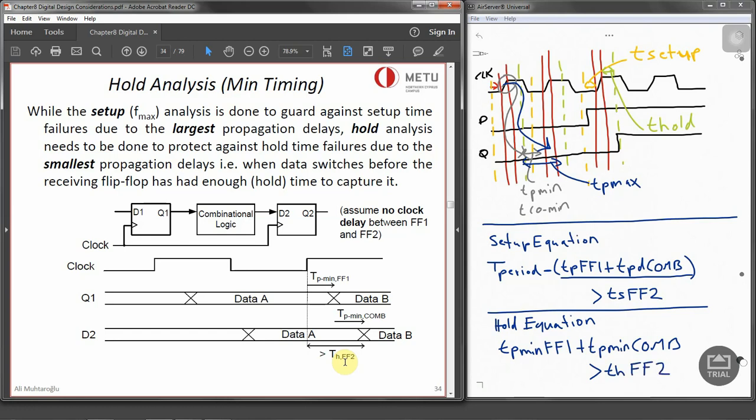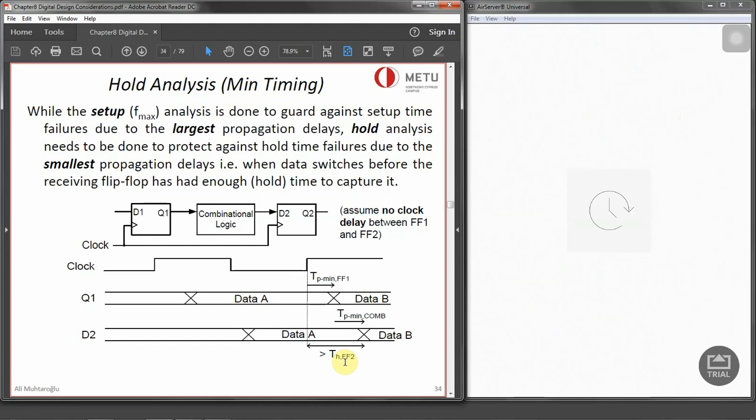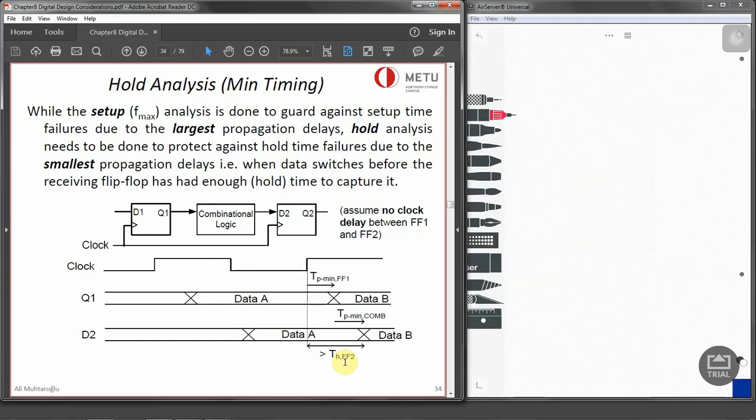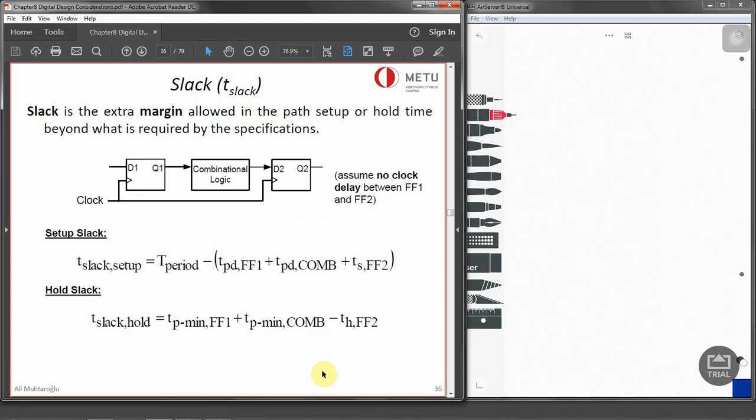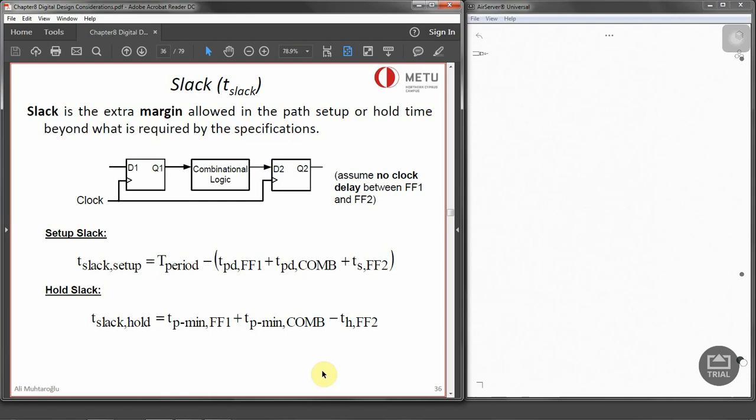These are the two important equations that we are going to use for the rest of these timing calculations that we are going to consider in the couple of sections. There is another parameter or consideration that we need to take care of, which is the slack. Slack is actually the margin. We need to have some kind of margin for the setup and the hold time, depending on the specifications, for the shortest delay or the maximum delay that we are allowed to have.